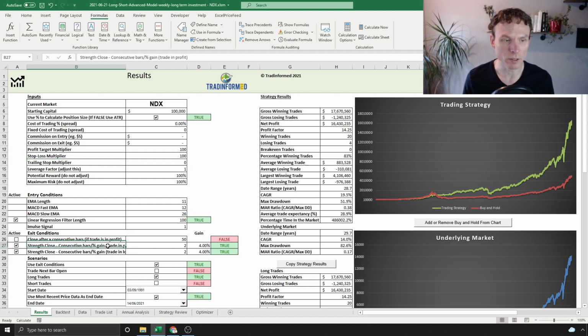So strength close. What I call the strength close. Consecutive bars of profit. So 2 consecutive bars of 4% profit. Very easy to manage. If you're keeping an eye on the market, you have a 4% gain in a week, 2 of them in a row, then you can close the trade. I've got another one here.